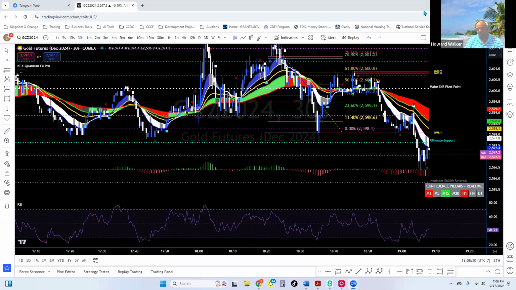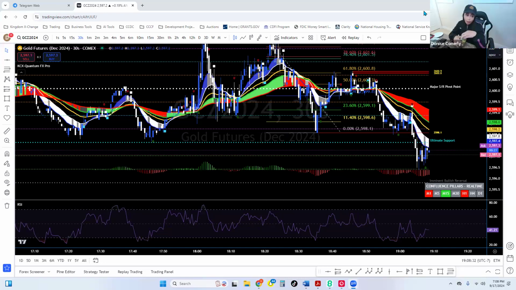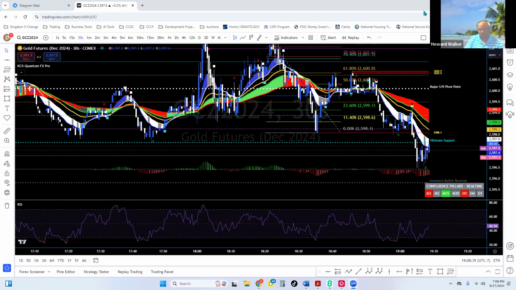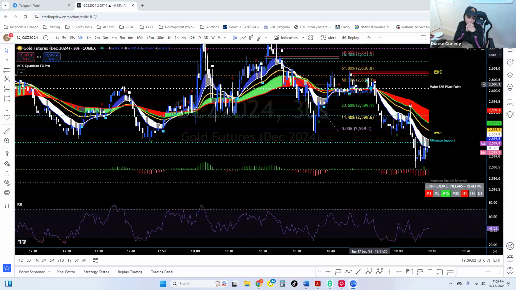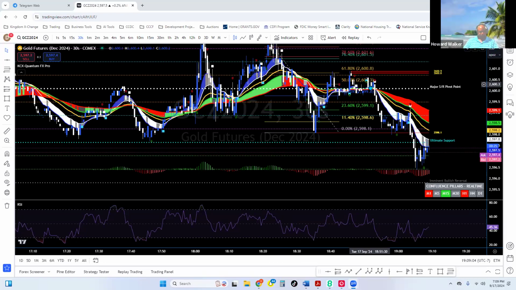You can do the other confirmations, will be your RSI, and the cloud. Isn't this a retest here? This was, it came down, see how the cloud stayed right around here and then boom, came out. That was your retest back after this drop. All right.